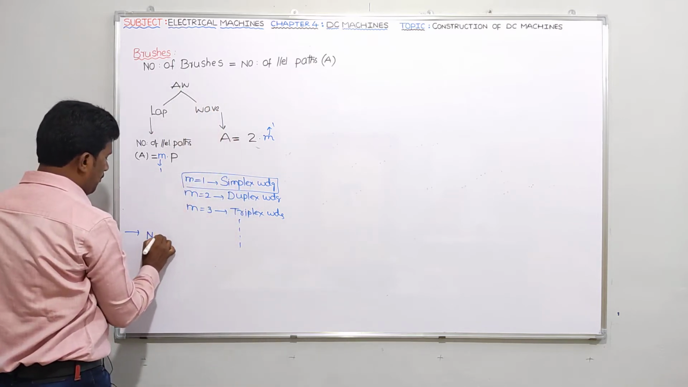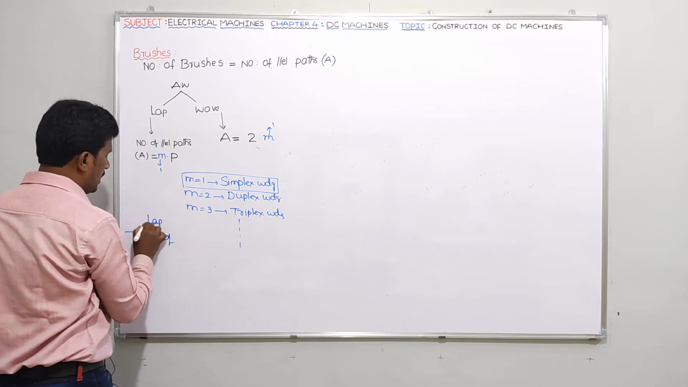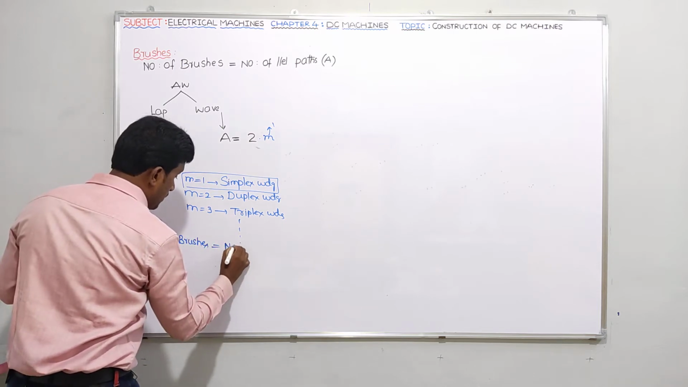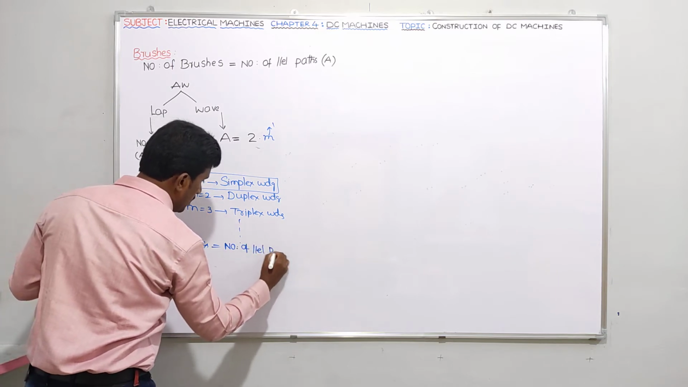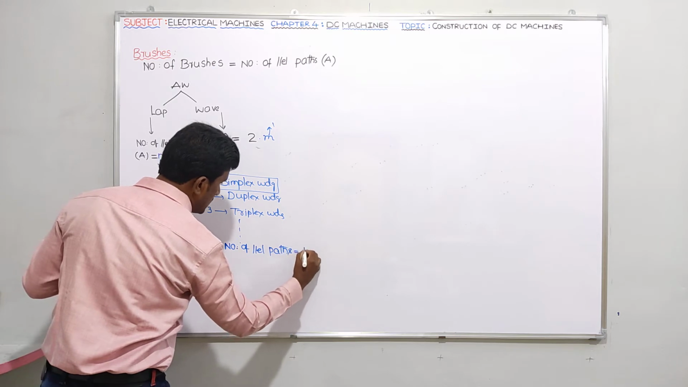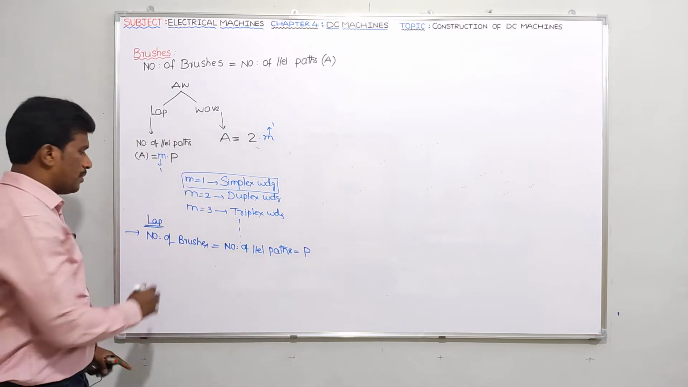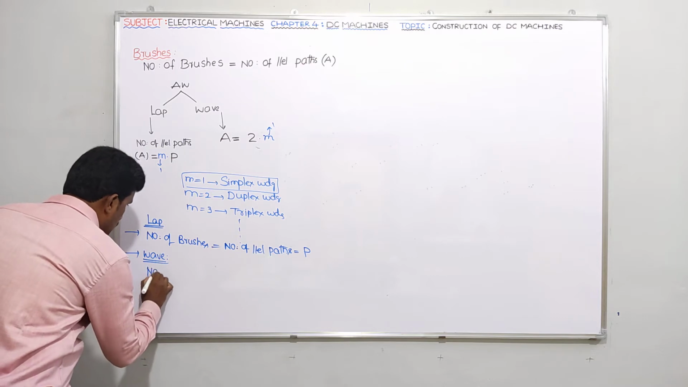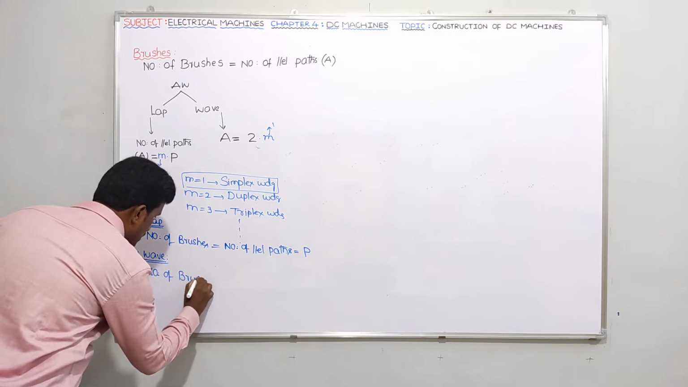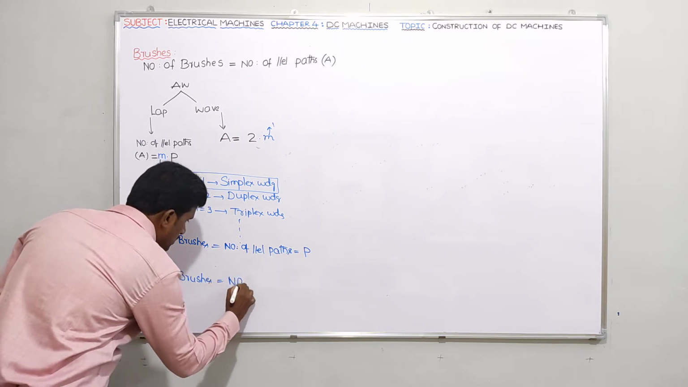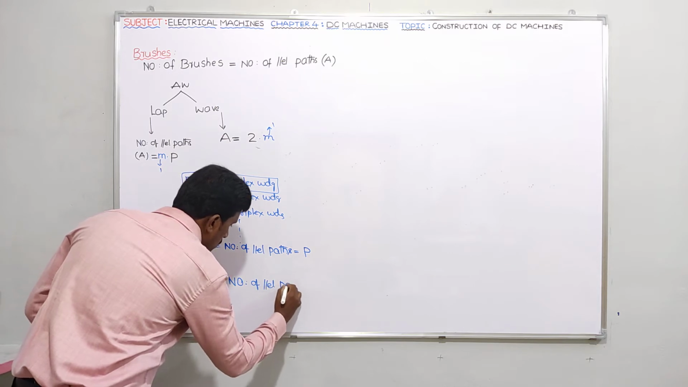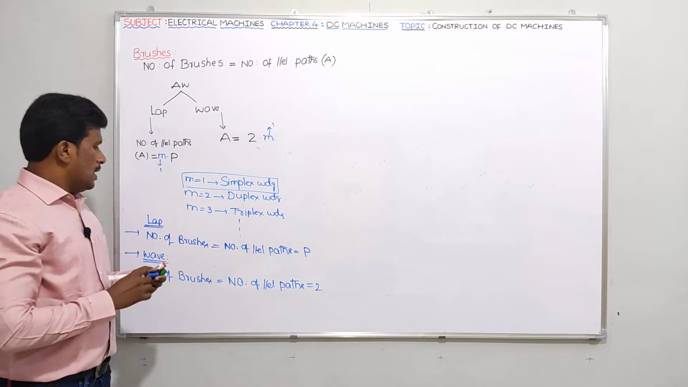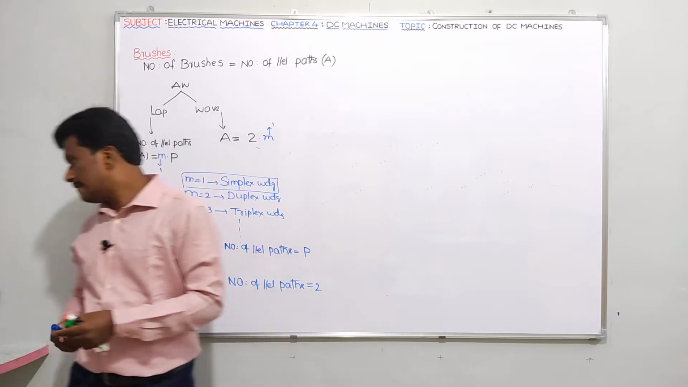Now tell me, I am asking the number of brushes formula. Very simple, no? For lap winding, the number of brushes equals the number of parallel paths, which I can say is P, if it is a simplex winding. For wave winding, the number of brushes equals the number of parallel paths, which is equal to 2. So please try to remember this one. Please note those points.